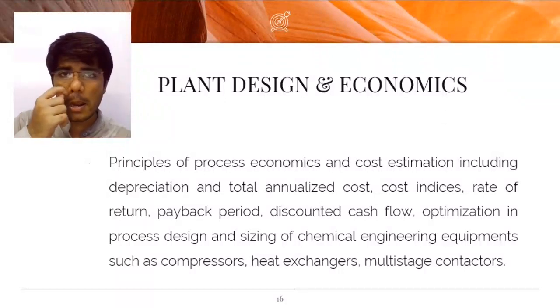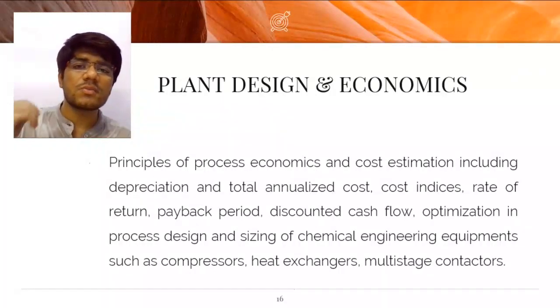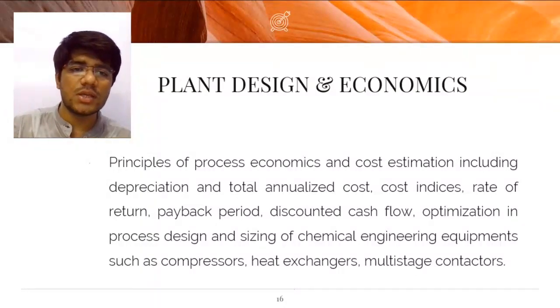If the GATE examiner wants to make your subject difficult or something different, they will increase the weightage for plant design and economics. But the subject is very interesting and simple. You can complete it within 2 or 3 days. This subject is seriously very simple.